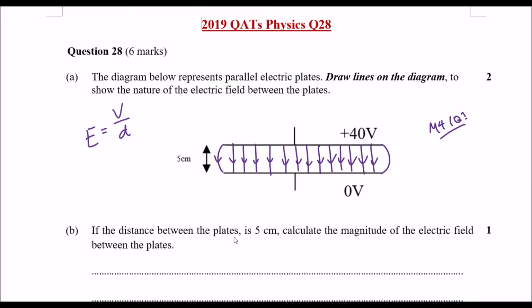Question B: if the distance between the plates is 5 centimeters, calculate the magnitude of the electric field between the plates. Electric field strength is given by the change in potential divided by distance. Our change in potential is 40 volts. The distance we have is 5 times 10 to the power of negative 2 meters. Just remember, the SI unit for distance is meters, so make sure you get the correct conversions going. If I plug it into my calculator, the answer for the electric field I get is 800. The units will be volts per meter.